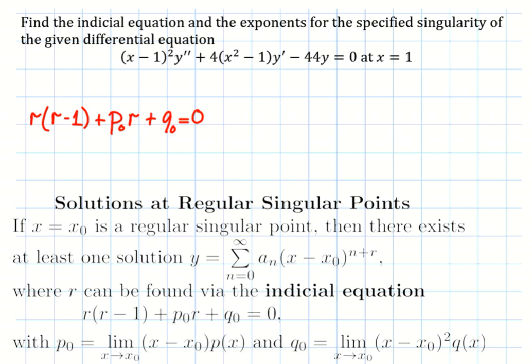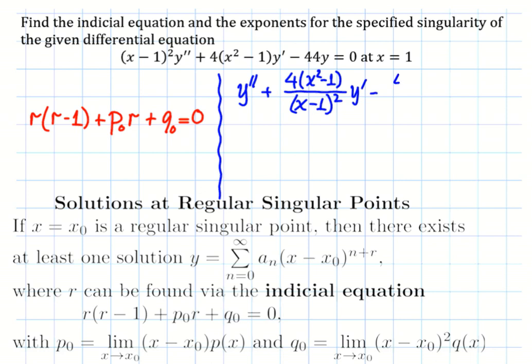of the screen. But first, before we find p naught and q naught, we have to put the equation in the standard form, where the coefficient of the double prime has to be equal to 1. So we divide both sides by x minus 1 squared. We should have plus 4 x squared minus 1 over x minus 1 squared y prime minus 44 over x minus 1 squared y equal to 0.